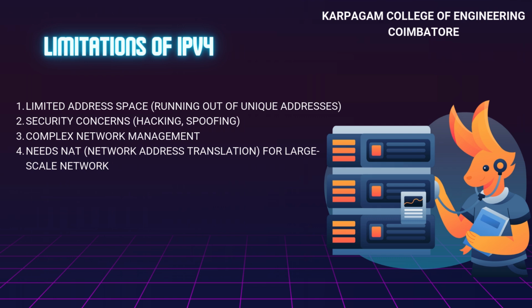Okay, let me see the future of IPv4. Even though IPv6 is the future, IPv4 is still in use. Here's what to expect: a gradual transition to IPv6. Many networks are shifting, but IPv4 will coexist for years. There will be continued use of NAT. Large-scale networks will continue using NAT to conserve IPv4 addresses. And security enhancements: more robust firewalls and VPN solutions will emerge to address IPv4 vulnerabilities.